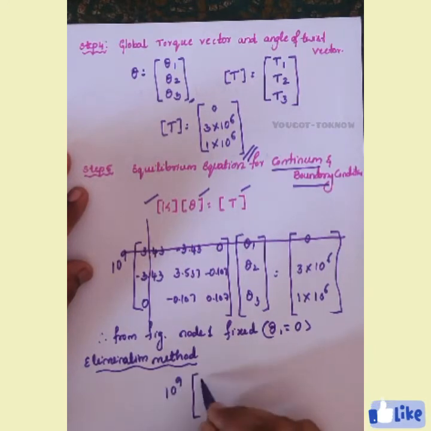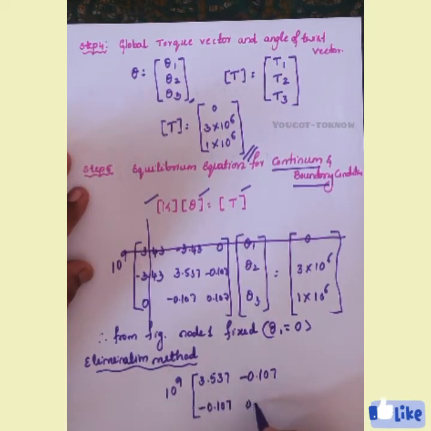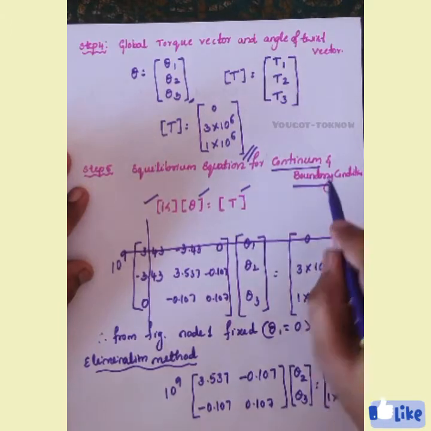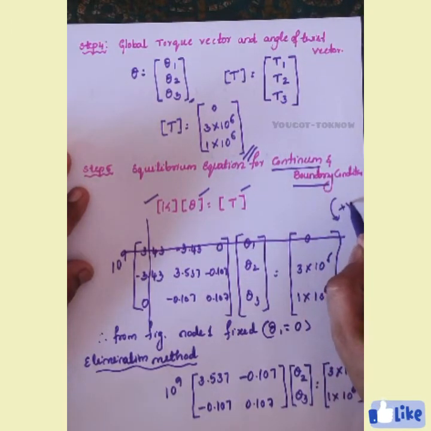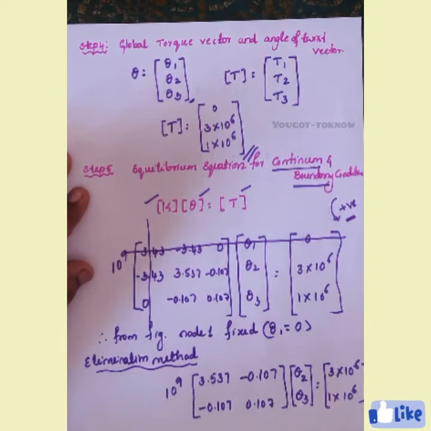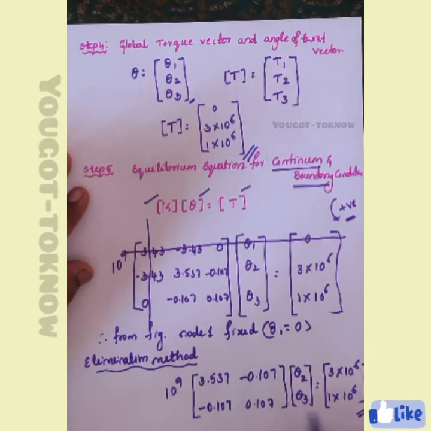10 power 9, 3.537, minus 0.107, minus 0.107, 0.107. Then what are our remaining nodes? Theta 2, theta 3, then 3 into 10 power 6, 1 into 10 power 6. See, here I have taken the torque in the anti-clockwise direction as positive. If you take it in the clockwise direction, it will be negative. Then, using your calculator, two equations will be there.